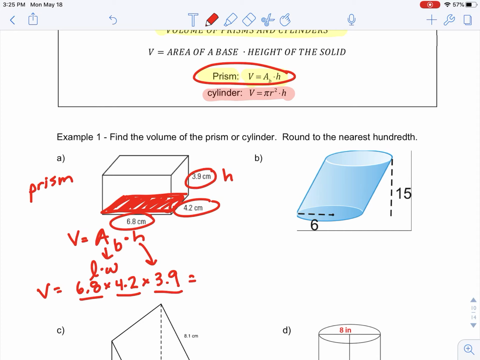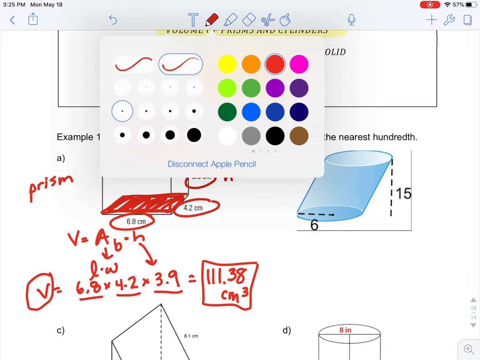6.8 times 4.2 times 3.9, and I get 111.384. It said round to the nearest hundredth though, right? So 111.38. Now here's what I was talking about with units. It's always units cubed because we're dealing with volume. So anytime it's asking for volume, you're always going to do units cubed.